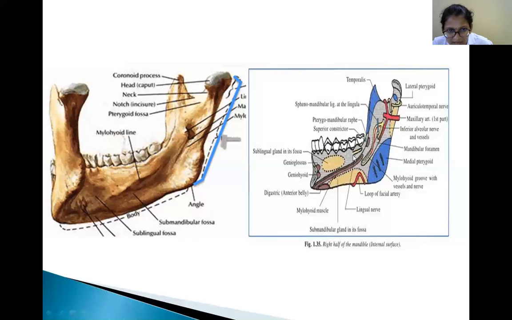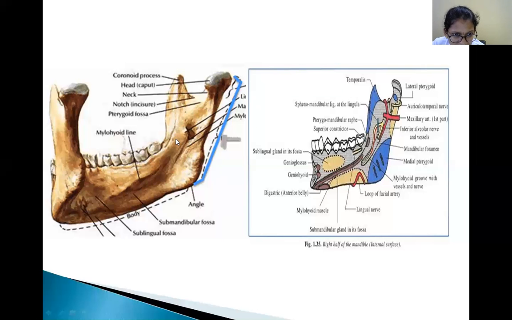And next, behind that, you are going to see the groove. This is called the mylohyoid groove. This mylohyoid groove lodges the mylohyoid nerve and vessels.